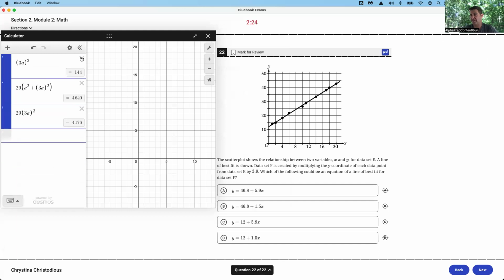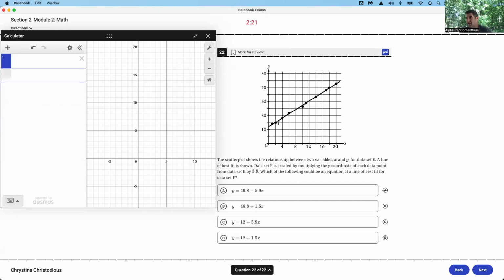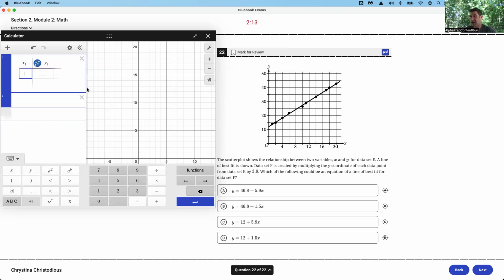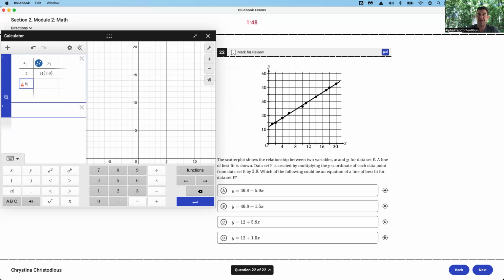All right, we've got a scatter plot, and it's a line of best fit. Then we have a new graph. The new graph is the equation down here, where every y value is multiplied by 3.9. So I'm going to go ahead and say 2, 14 maybe. But then I'm going to take that 14 and multiply it by 3.9 because that's my new data point. Then I'm going to take another point. Let's see, how about 8, 24. 8, 24 times 3.9.